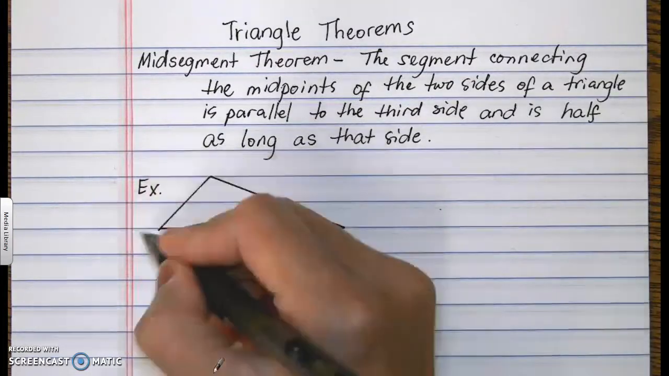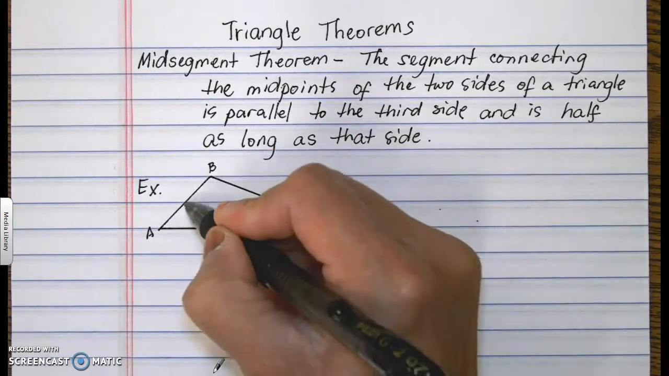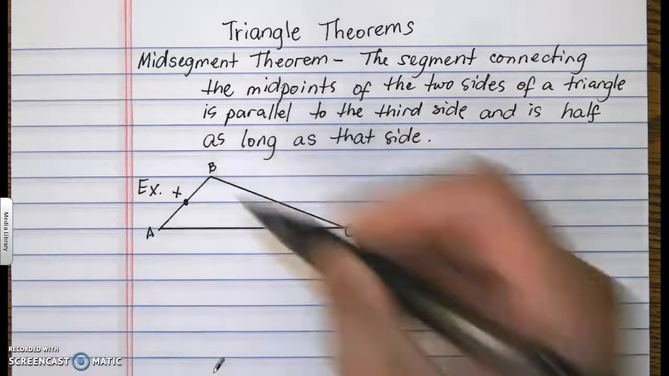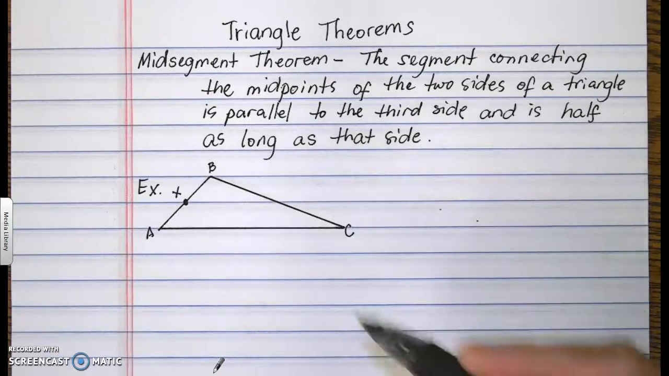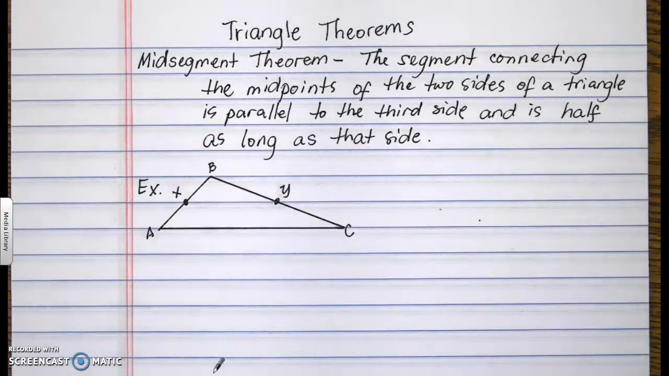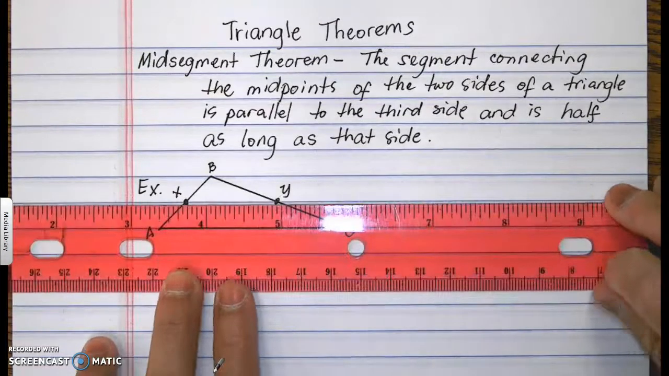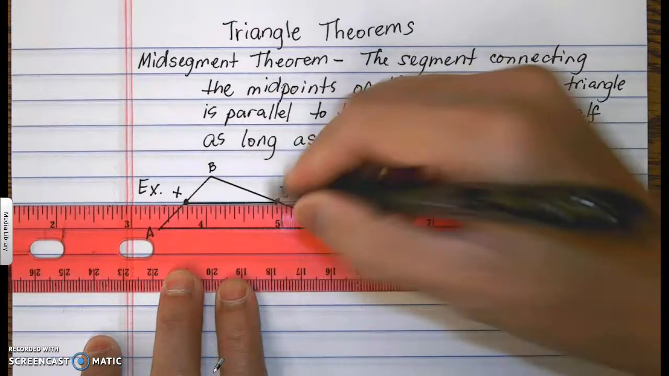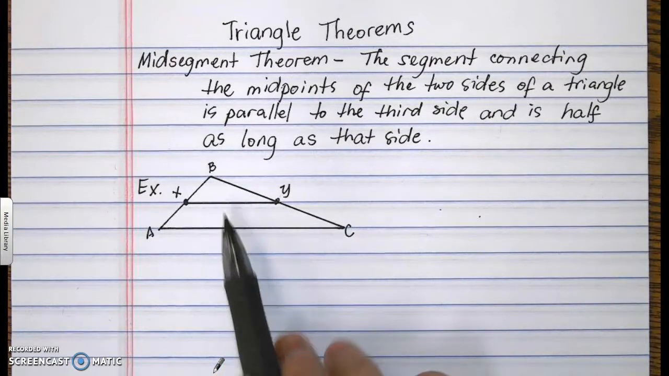Therefore, if I have triangle ABC and let's say AX and XB are equal, meaning that X is the midpoint, and let's say that this is Y being the midpoint. If I connect these two midpoints, I will now have a segment that is parallel to the third side, and going to be half as long as the third side.